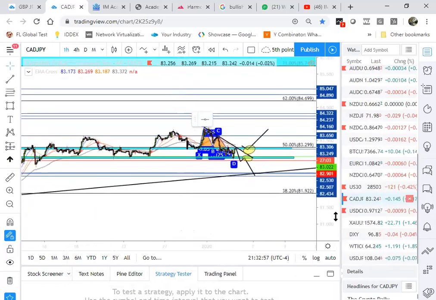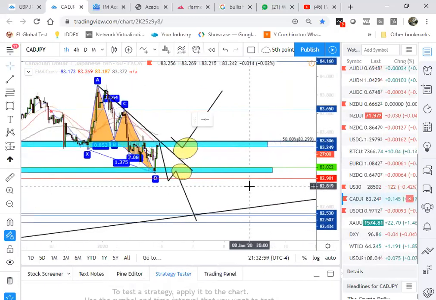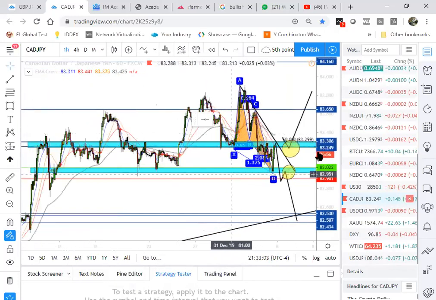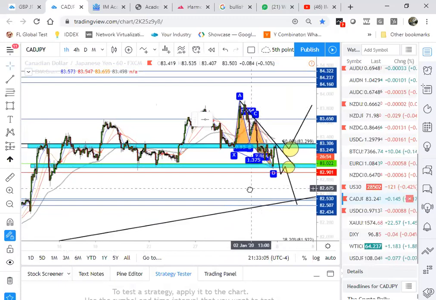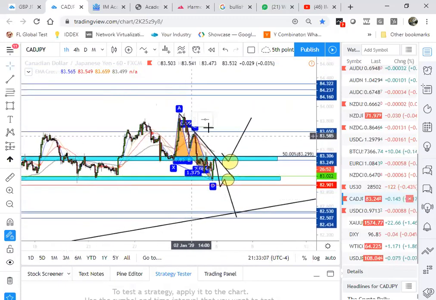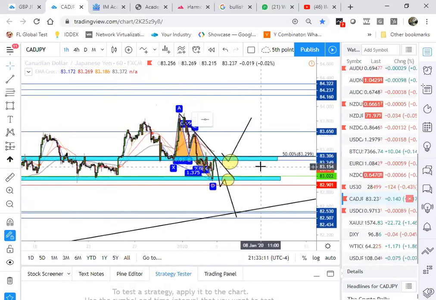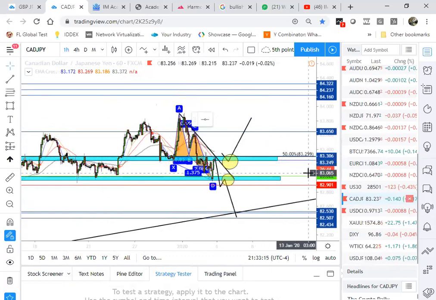Right, and this is just how it looks at the end of the check. And right now, this is CAD JPY. If this thing breaks above this zone, it breaks above the 83.306 level, then we're looking for a buy up to 83.65.